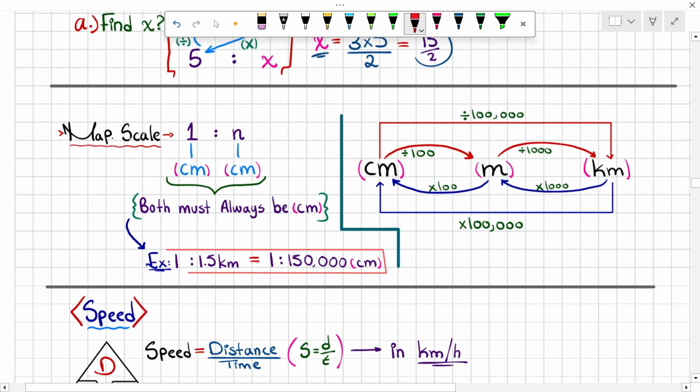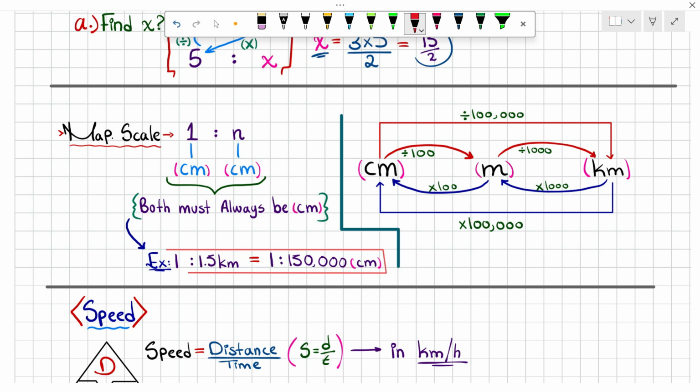Map scale. The rule for map scale is very simple: it's a 1 to n ratio where both must always be in centimeters, or both must always be in the same unit. To convert from centimeter to meter, you divide by 100. Meter to kilometer, divide by 1000. Kilometer to meter, multiply by 1000. Meter to centimeter, multiply by 100.